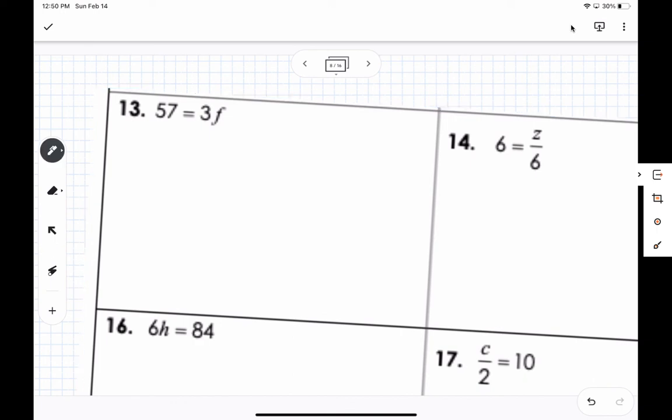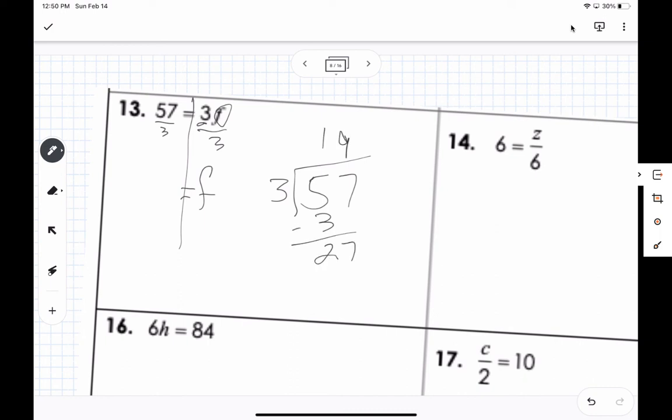Okay, F is what I want, 3 is what I want gone. I have to divide. What I do to one side, I do to the other. F equals, ooh, what does F equal? 3 goes into 5 once. F equals 19.